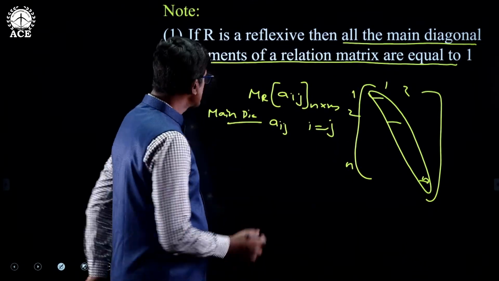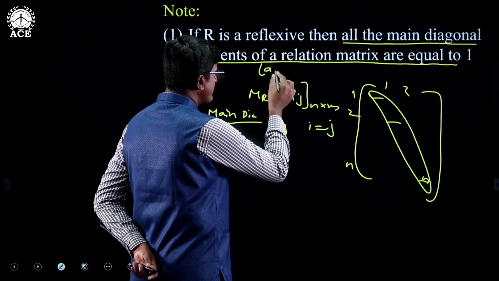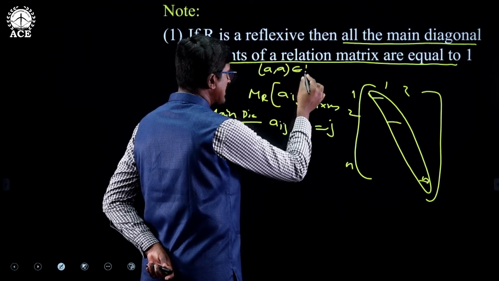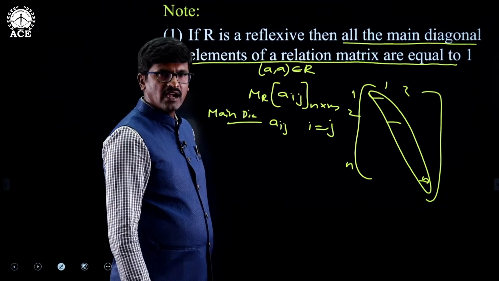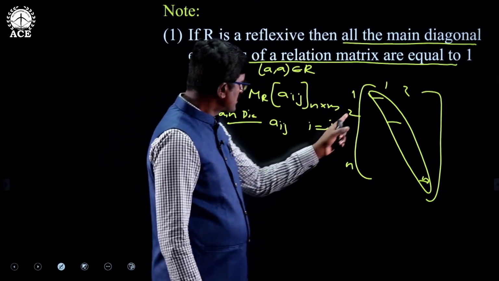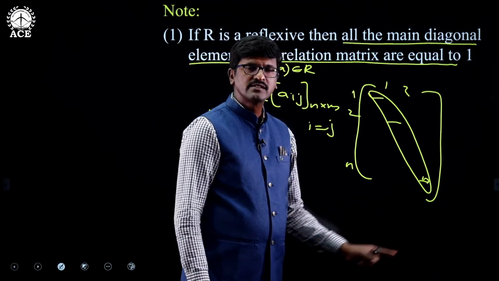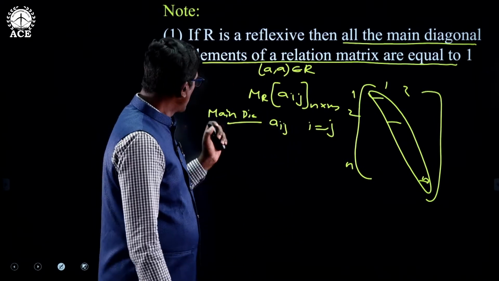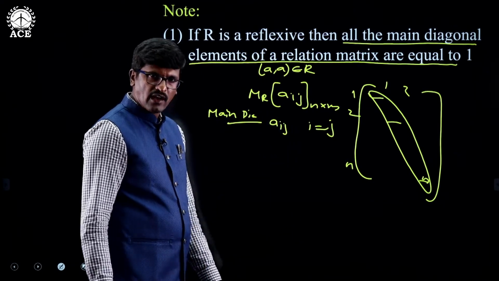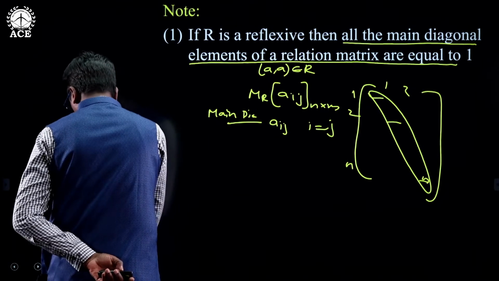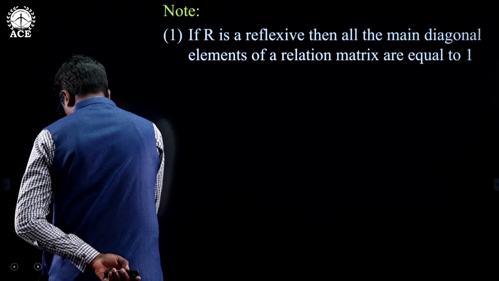So the reflexive relation means there is a mapping from A to A itself. That means (a, a) belongs to R. (a, a) belonging to R means all the principal diagonal elements are equal to 1. So if R is the reflexive relation, then all the principal diagonal elements are equal to 1. This is the first point you need to remember.